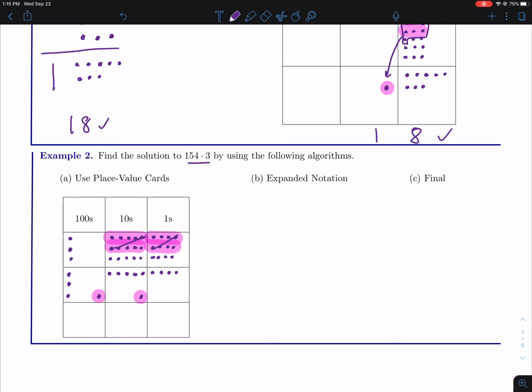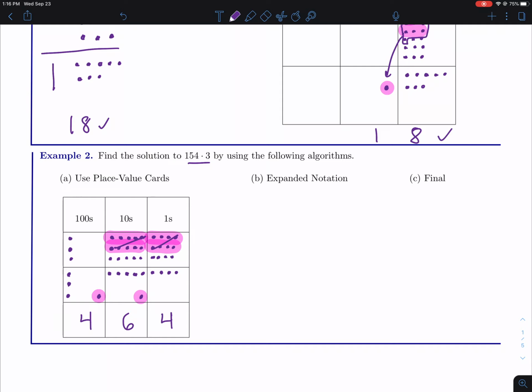Now we go through and total each of the different positions. In the ones position, I've got 4 dots. In the tens position, I've got 1, 2, 3, 4, 5, 6 dots. And in the 100s position, I've got 1, 2, 3, 4 dots. So it looks like my final answer would be 464 in this case. All right, is everybody okay with place value cards? All right, perfect.